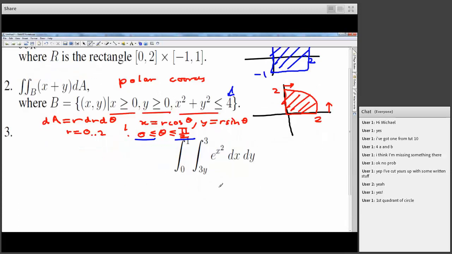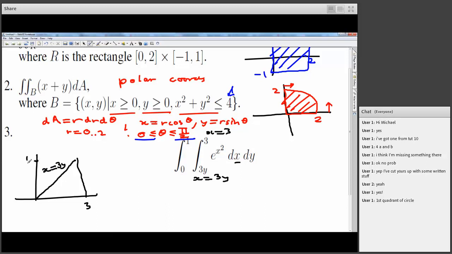For this last case here, although it's written as an integrated integral, I still would draw the picture first. I still think it's useful. The inner limits are x's, so the inner limits are x equals 3y, and x equals 3. So x equals 3 looks something like a straight line, and x equals 3y is this line here. So when y equals 1, x equals 3, and that's supposed to be a straight line.